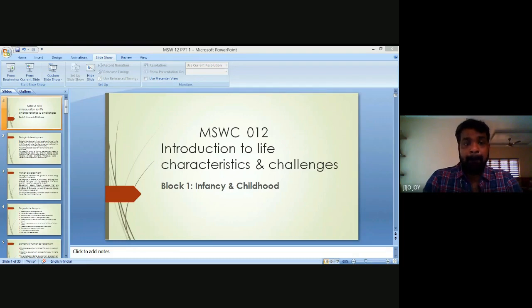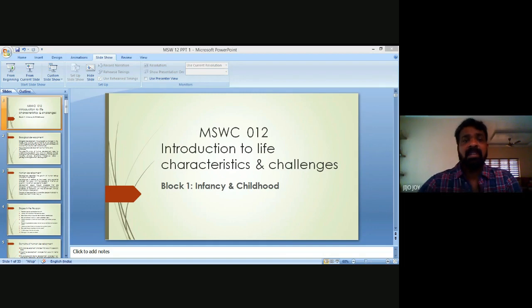Then we are going to focus on human development. What is the meaning of human development? Development always describes the growth of human beings throughout the lifespan. A person may have a lifespan of 50 years, 60 years, 70 years, even more than 100 years. All these lifespans cover certain developmental periods, the developmental stages.